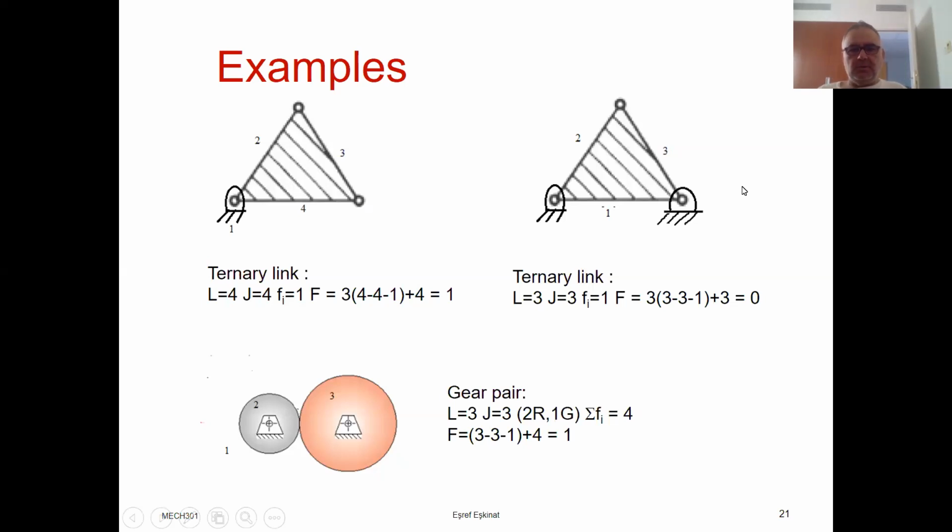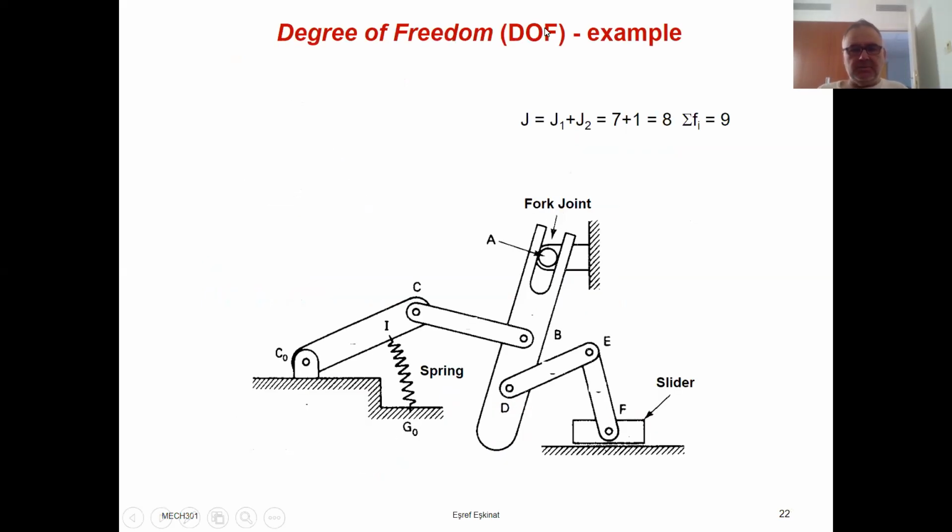So we looked at these examples. Now let's look at another example, which is a little bit unconventional. The number of joints. Let me put myself somewhere around here. Let's count the number of joints.